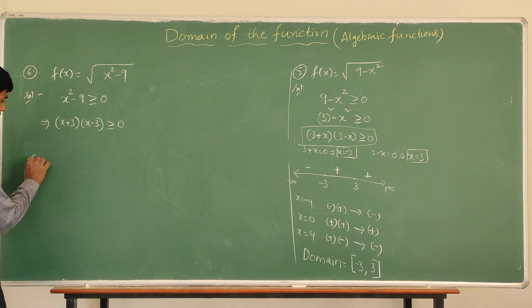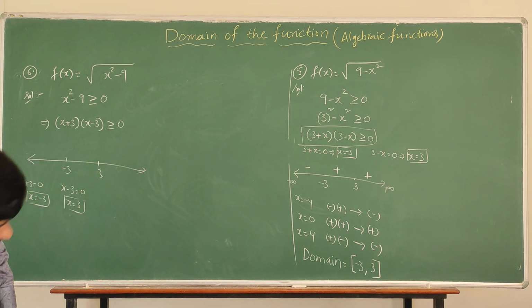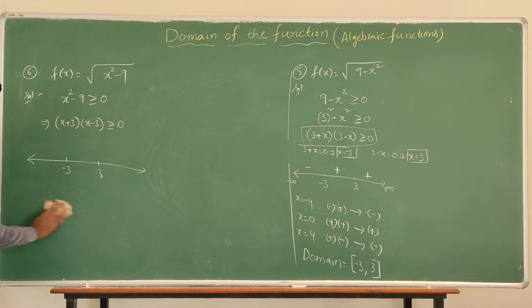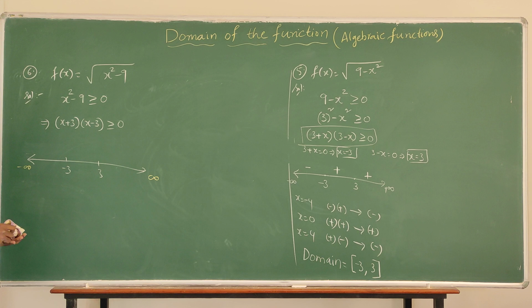Take the number line. Critical point: x plus 3 equal to 0 means x is minus 3, and x minus 3 equal to 0 means x equal to 3. So minus 3 and 3 are the two critical points. This is minus infinity to plus infinity. The critical points divide the interval into 3 sub-intervals.